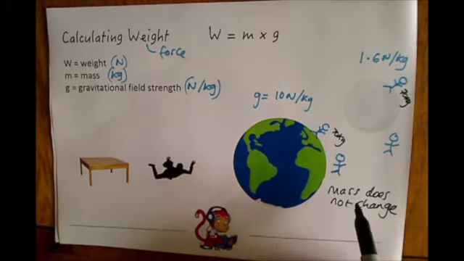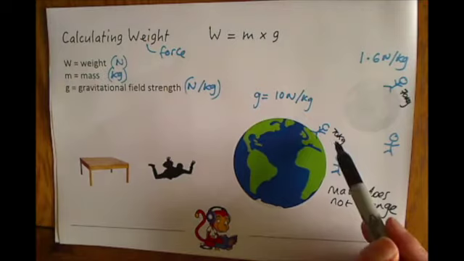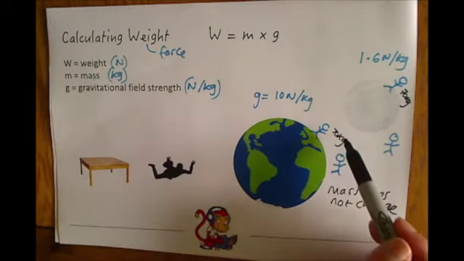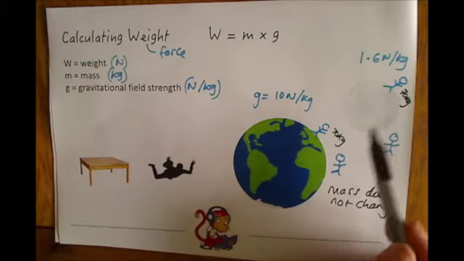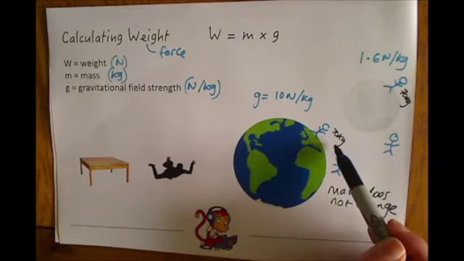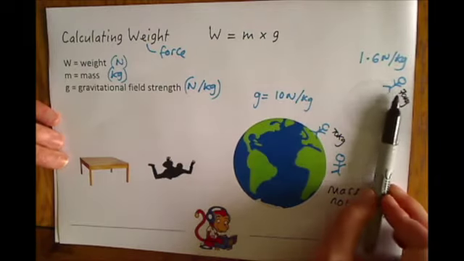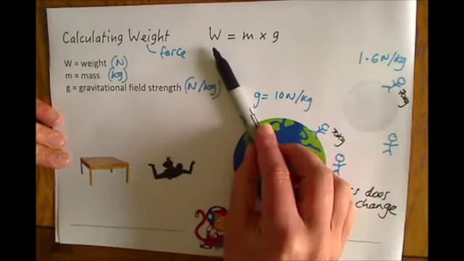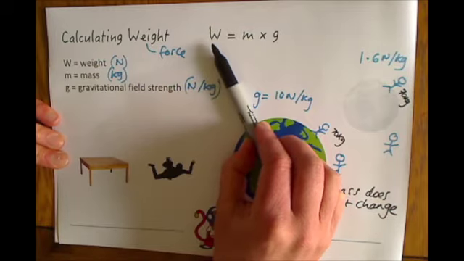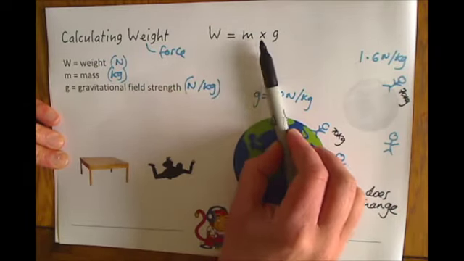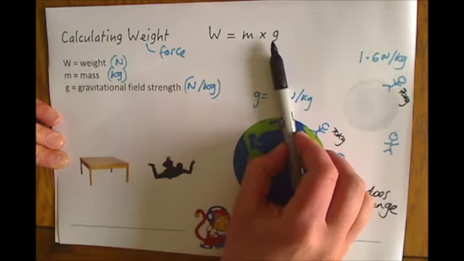Mass is the amount of stuff that you're made out of. So if you go from the Earth to the Moon, you're still made out of the same amount of stuff, so your mass does not change. If you're 70 kilograms on Earth, you'll be 70 kilograms on the Moon. What does change, however, is your weight, because your weight, if you look at the equation, is dependent on your mass and the gravitational field strength.